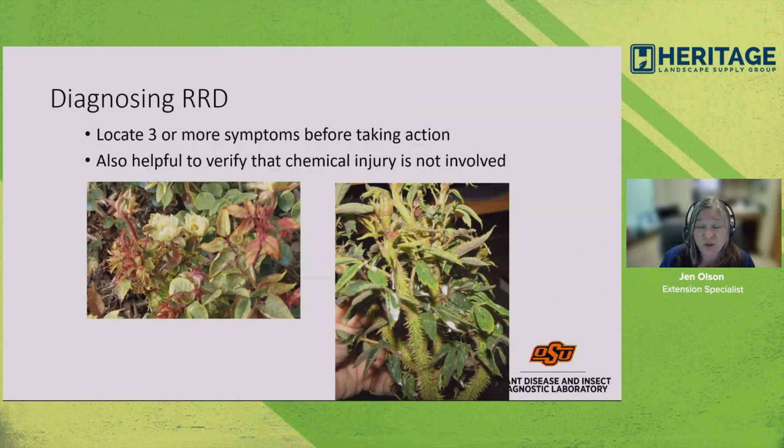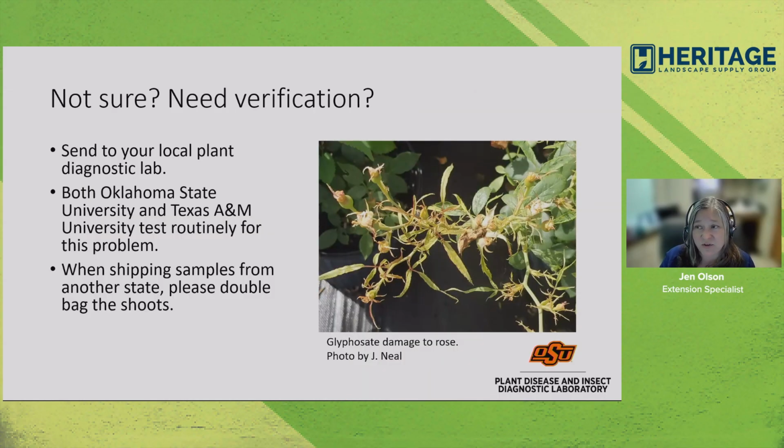So I encourage people to look for at least 3 symptoms before you take action. And also keep in mind that chemical injury can look similar. We don't usually find excessive thorn production with chemical injury, but some of the other changes to the leaves do look similar. This photo shows glyphosate damage on a rose, which you might confuse with rose rosette. Whenever you're not sure and just want verification, many diagnostic labs across the country test for rose rosette virus, so contact the one near you.